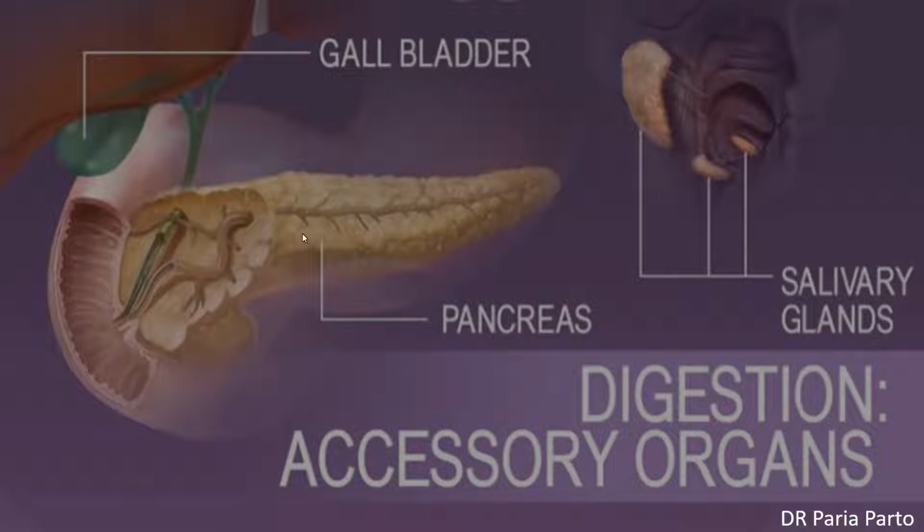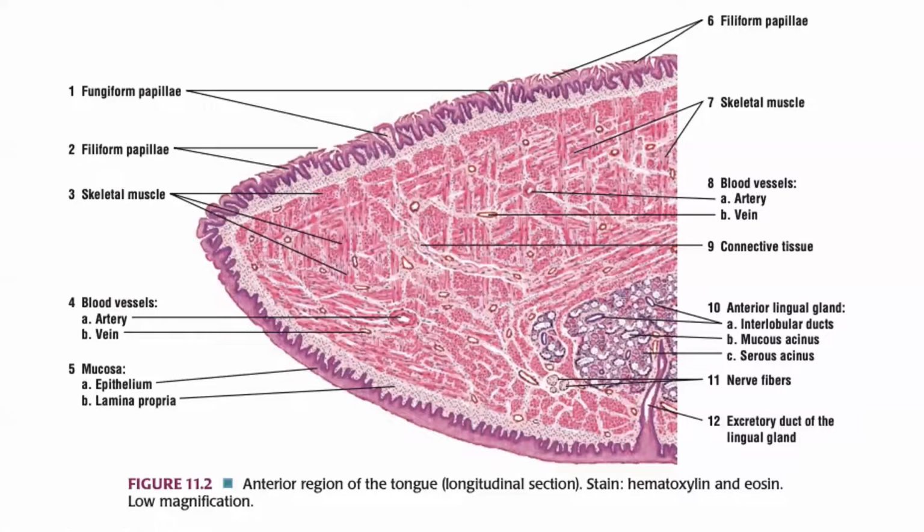And in this part, I want to talk about the histology of some of these accessory digestive organs for you. The first one which I want to talk about is our tongue. In this picture, you can see mid-sagittal and longitudinal section of the tongue. Our tongue is covered by mucosa from outside. You can see the epithelium and lamina propria on the dorsal surface and ventral surface of the tongue.